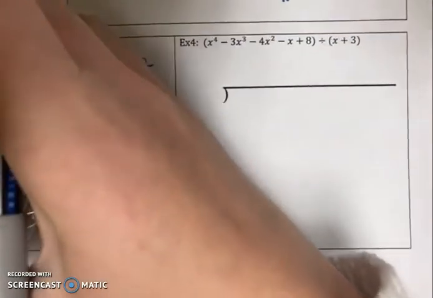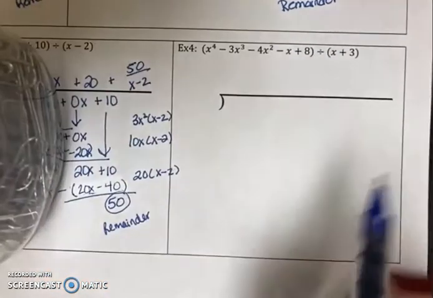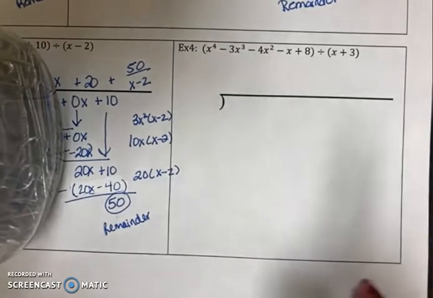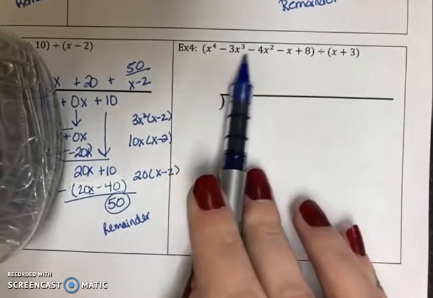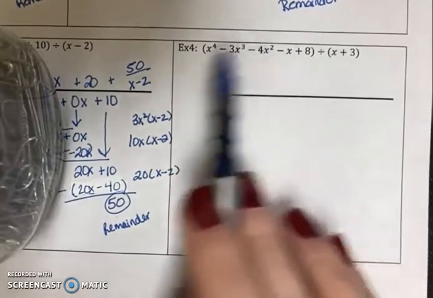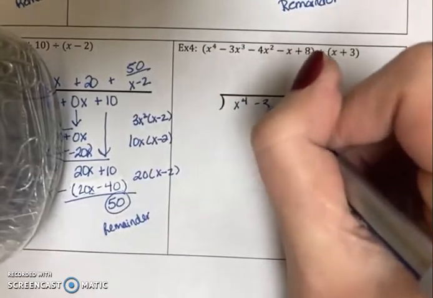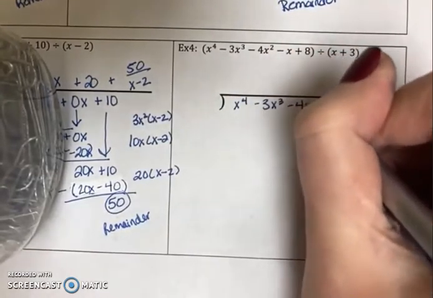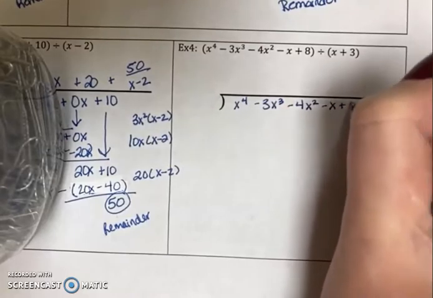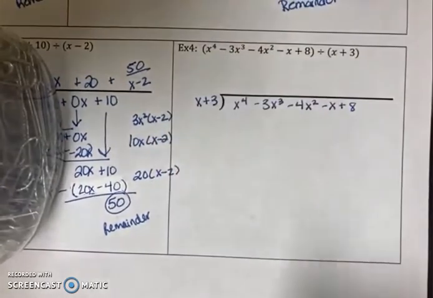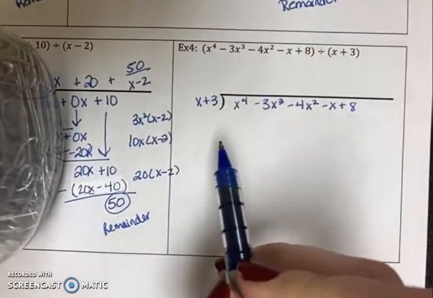Moving on to example 4, we need to check and make sure this is written in standard form, and it is. We also need to see if we need any placeholders, which would be if we're missing a term. I have x to the 4th, 3rd, 2nd, 1st, and then the number. So there are no placeholders here. I'm just going to rewrite it. My divisor is x plus 3. And we're going to start the process all over again.